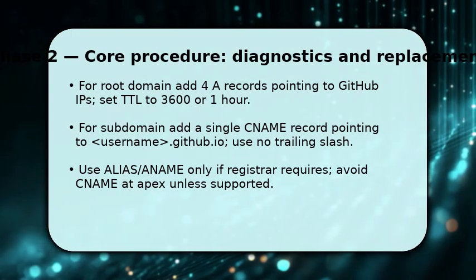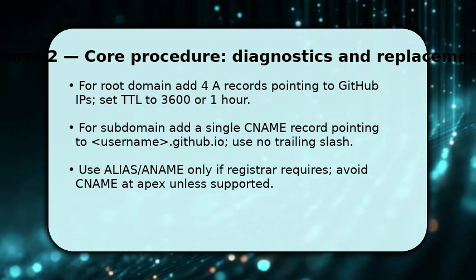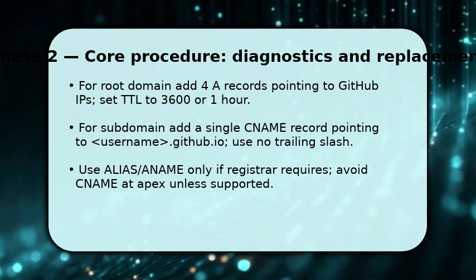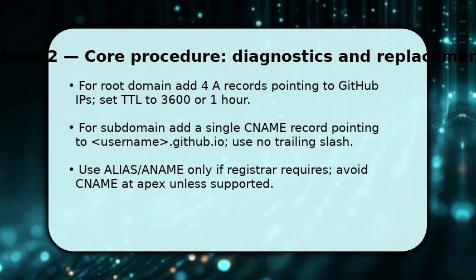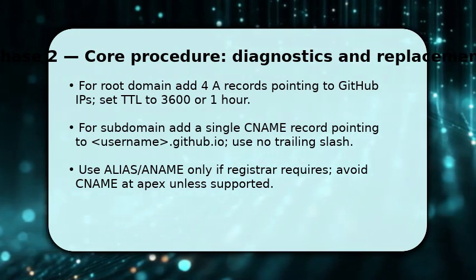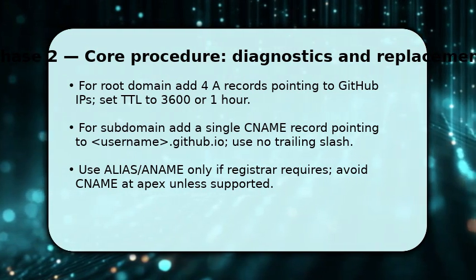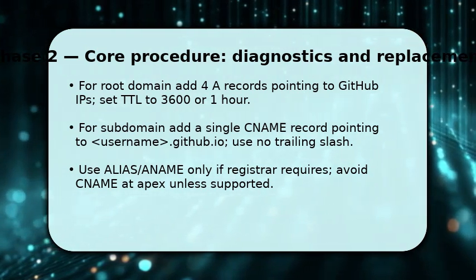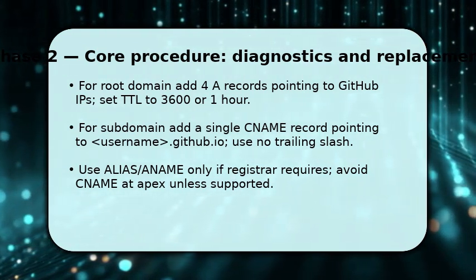Now create the DNS entries, because this tells the internet where to find your site. For a root domain, you'll add the 4 GitHub A records that route example.com to GitHub servers. For a subdomain, add a CNAME to username.github.io, which is simpler and redirects DNS resolution appropriately.